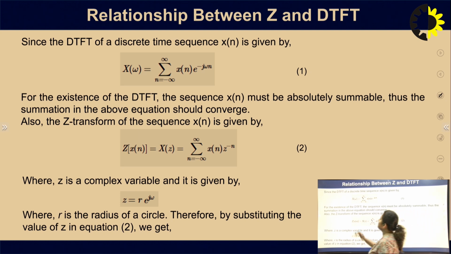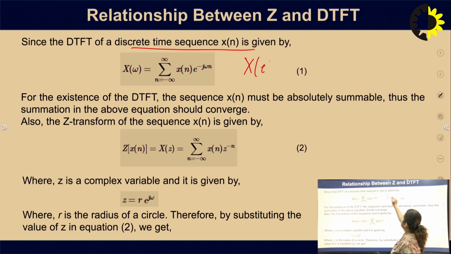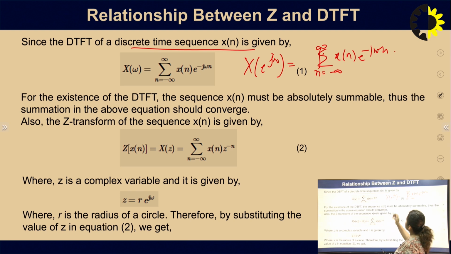As we know, the discrete time Fourier transform of a sequence is given by X of omega, or in some books it is written as X e to the power j omega. So it is given as summation over n equivalent to minus infinity to infinity x of n e to the power minus j omega n. So you can write it like this, X e to the power j omega, or like this, X of omega.